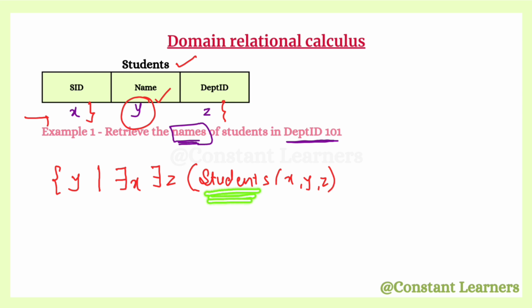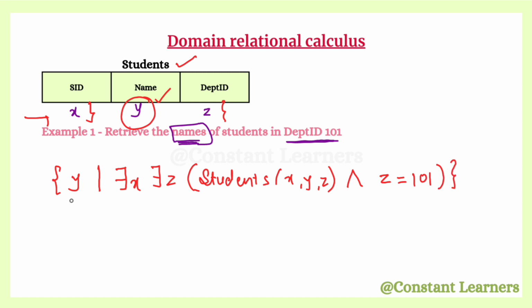From here we need the output such that SID is defined as variable x, name is defined as variable y, and z is department ID, right? Next comes the condition, the predicate. So just like in tuple relational calculus, we use the AND symbol here, right? And then we write the condition, that is z is equal to 101, right? And this completes our query.